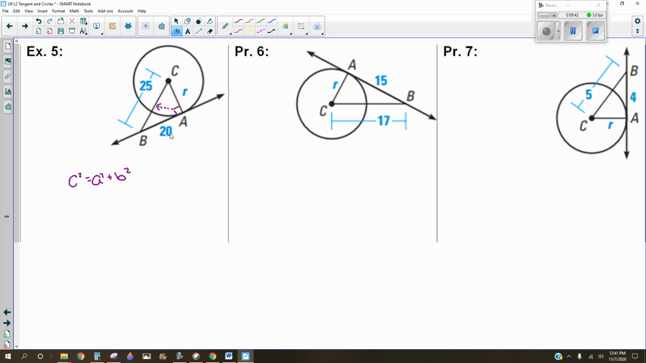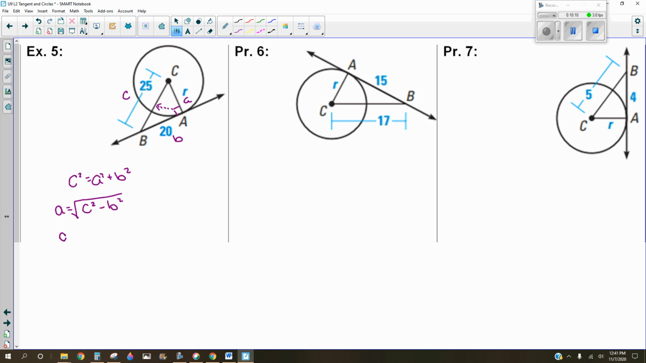Okay, so remember when we did this? This was C, this was A, this was B. We're missing an A. So go look at the Pythagorean theorem, and I told you how to calculate that. We take C squared minus B squared under a square root. So this is back in the Pythagorean theorem section.